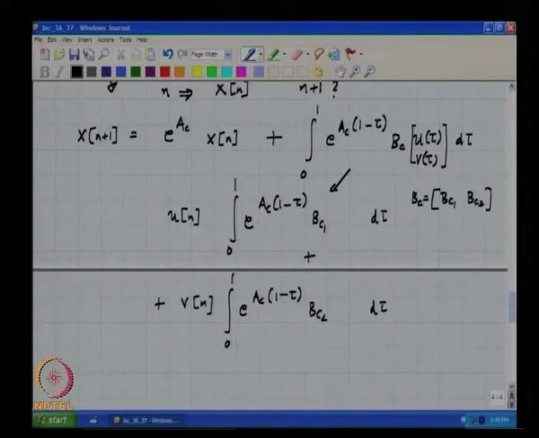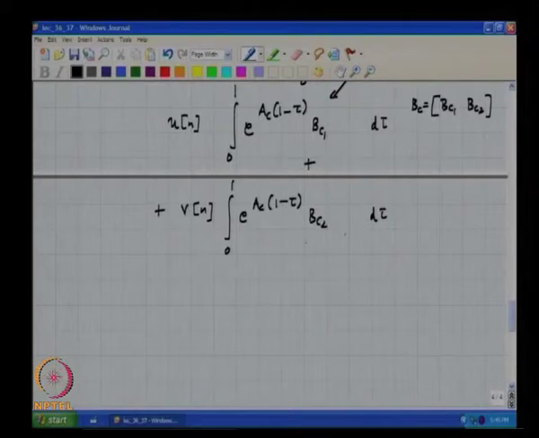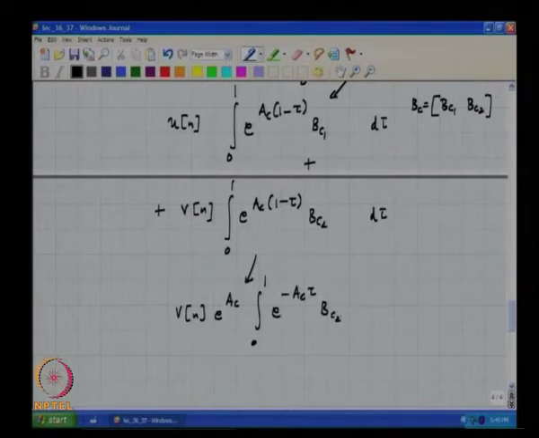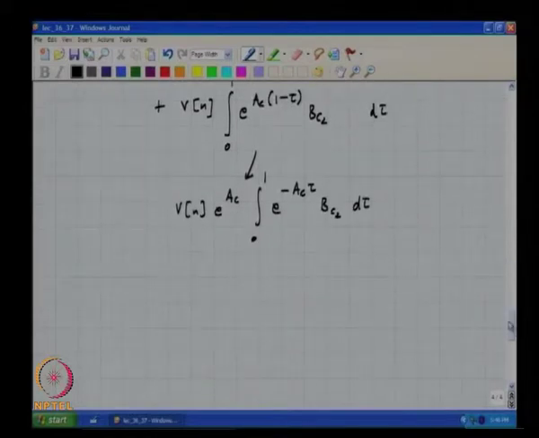Now, both these integrals are of the same form except for change of variable names. So, let me just evaluate this one. This is v of n e to the AC, integral 0 to 1 e to the minus AC tau BC2 d tau, and please note the v of n is a scalar.